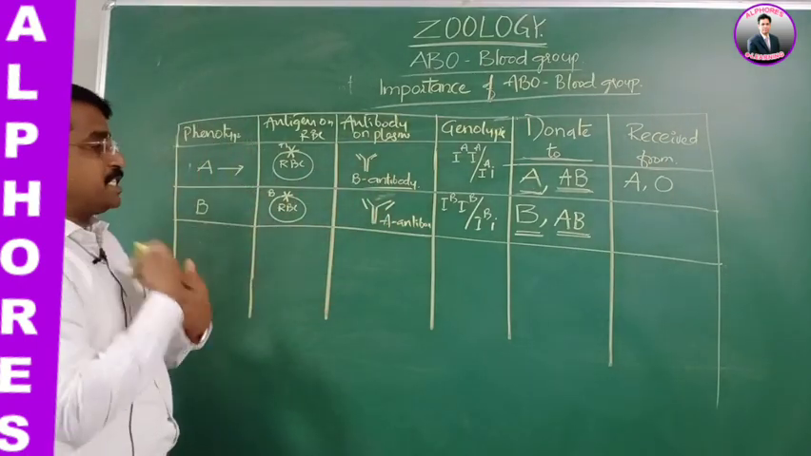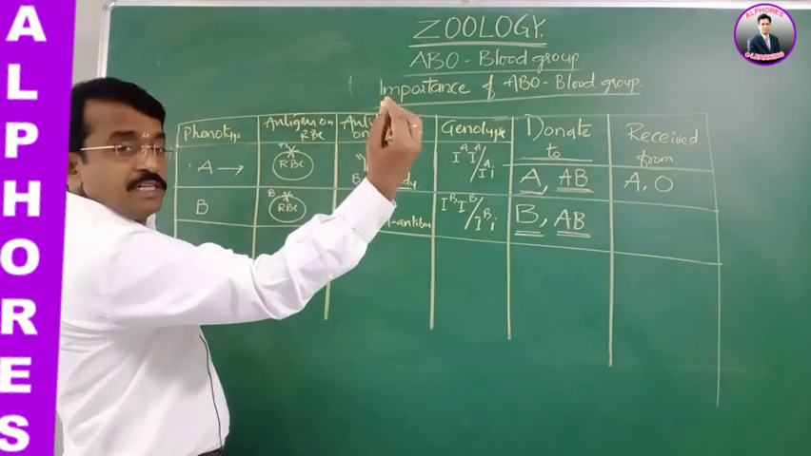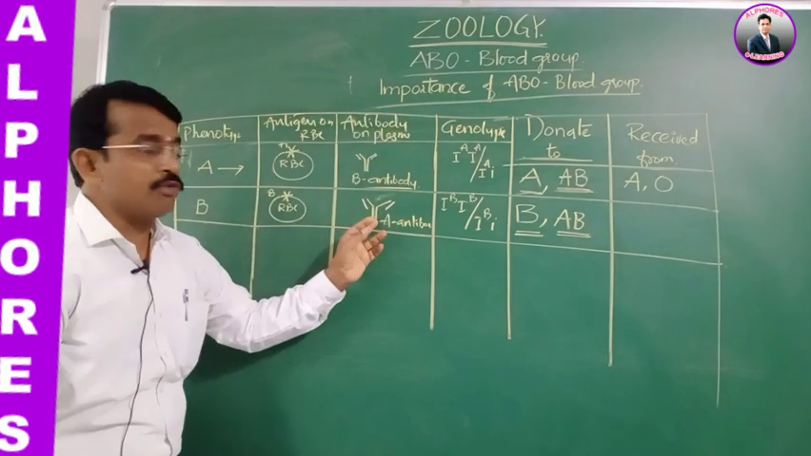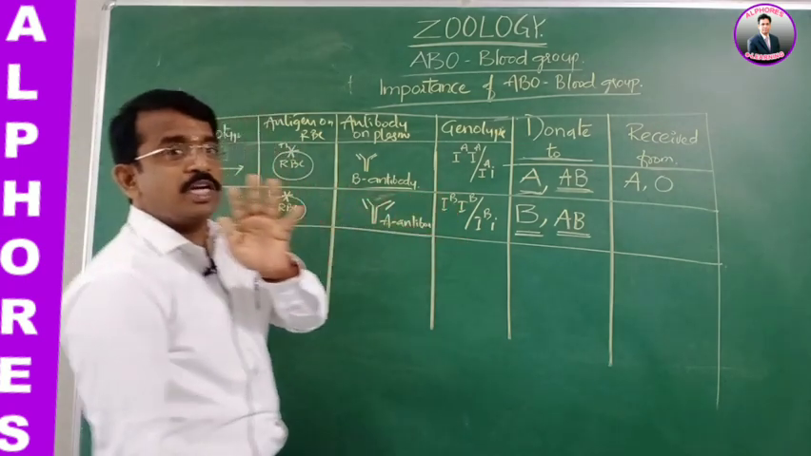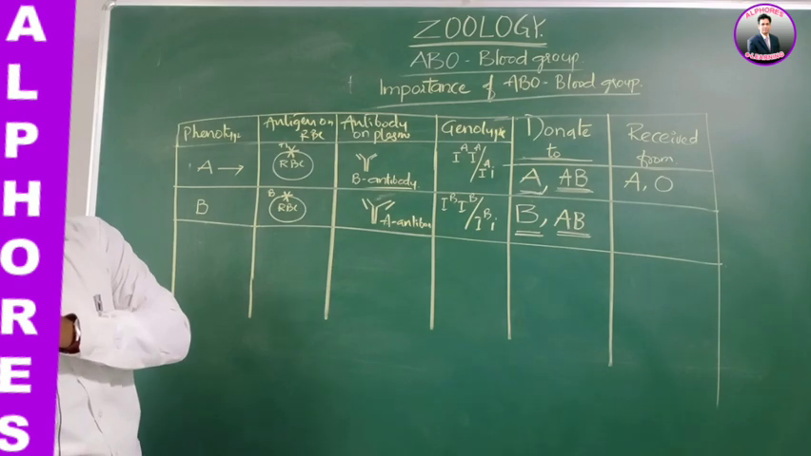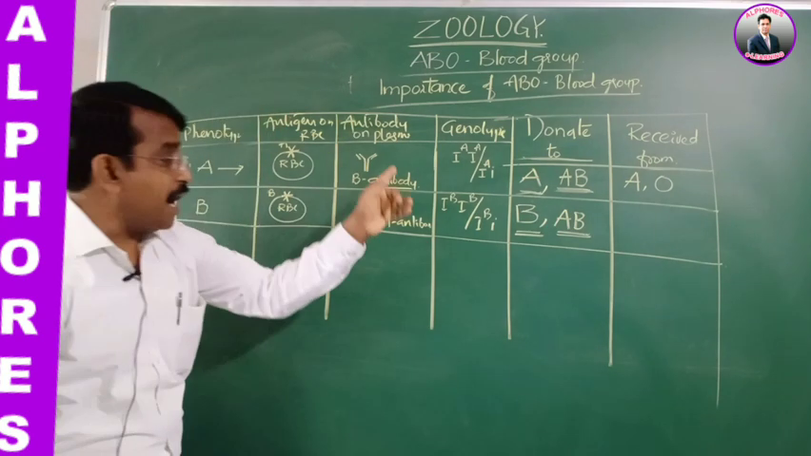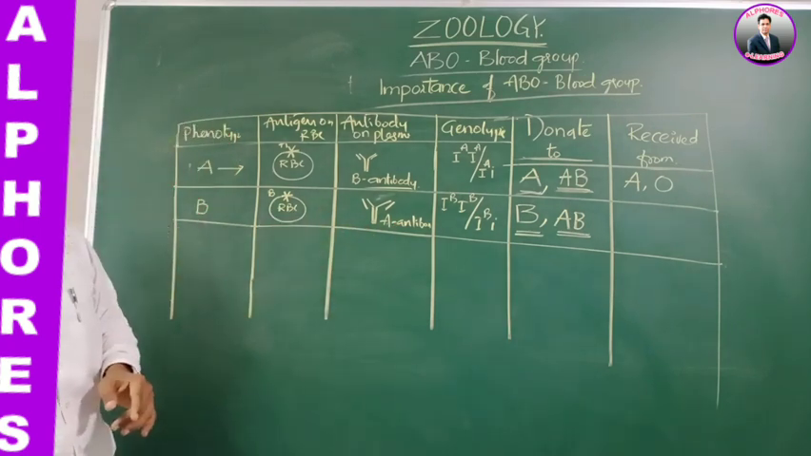Let's see if it is received from A. A is with A antigen, and what does it produce? A antibody. So it is danger, so it should not receive from A. Why? A is with A antigen and it produces the A antibody, so it is the danger.